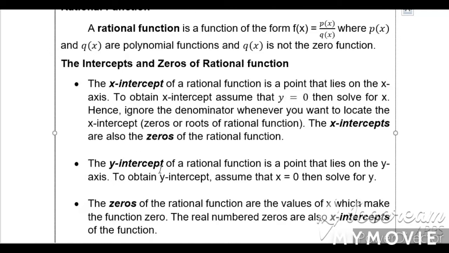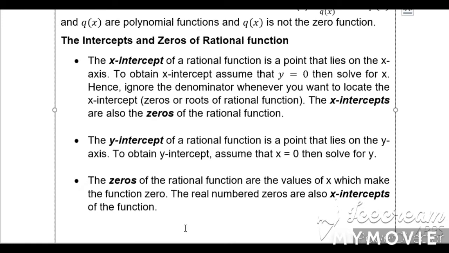For the y-intercept, the y-intercept of rational function is a point that lies on the y-axis. To obtain y-intercept, assume that x equals 0, then solve for y. The zeros of the rational function are the values of x which make the function 0. The real numbered zeros are also x-intercepts of the function.